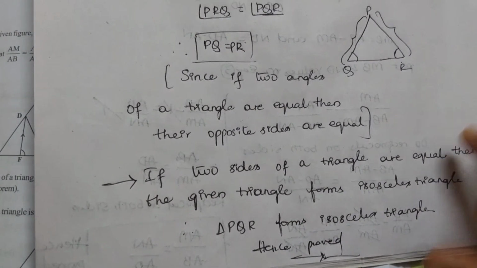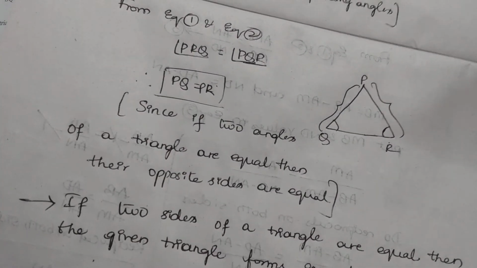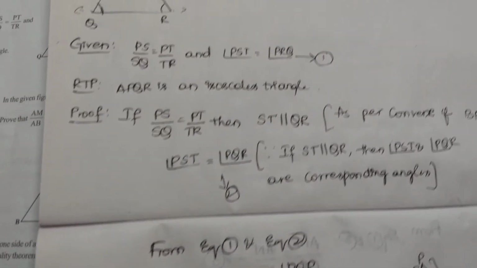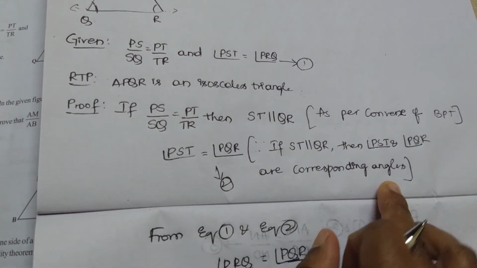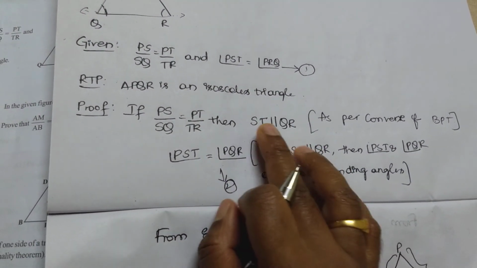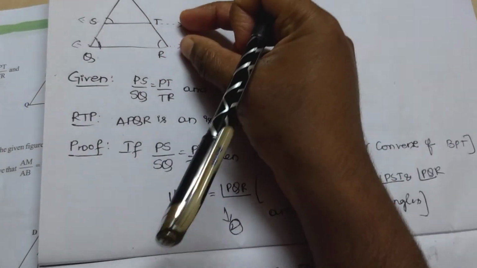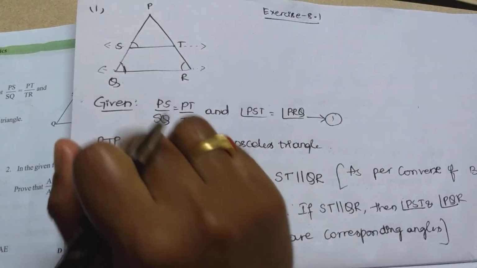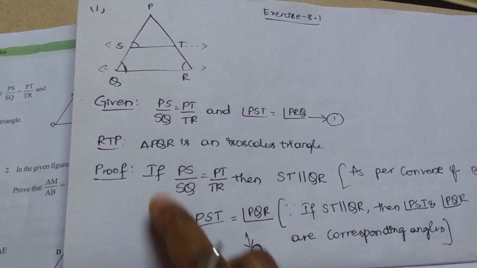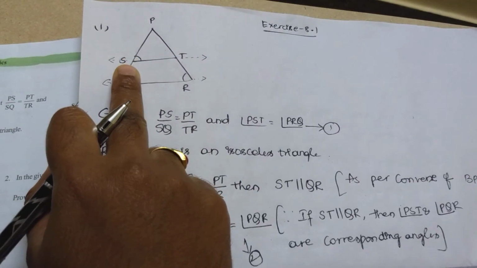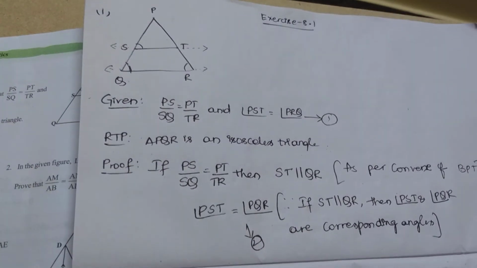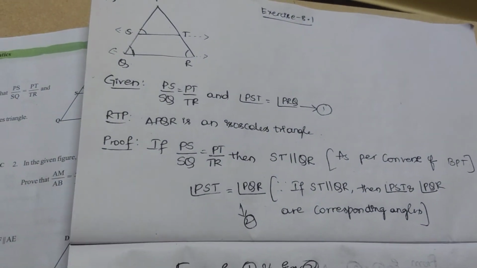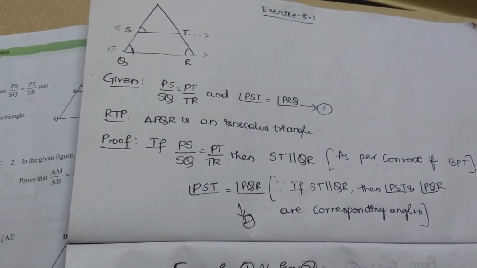Let me explain this again. See, what did we do here? As per the converse of the basic proportionality theorem, we have shown ST is parallel to QR. In case these two are parallel lines and you consider PQ as a transversal, then angle PST equals angle PQR. So this is as per the corresponding angles.